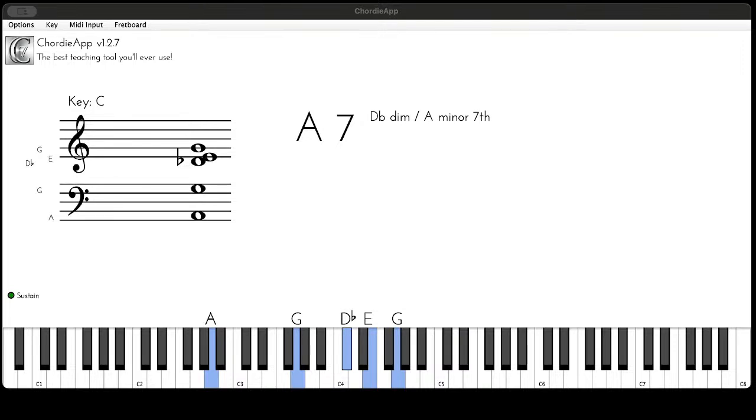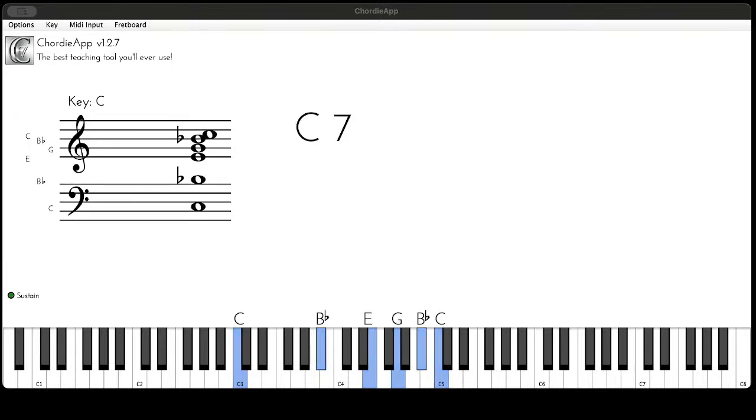As per my understanding, it could be A7, but I think we just extended whichever scale we were playing before, and then move back to C7. So yeah, I'll just go through that at a slow tempo.